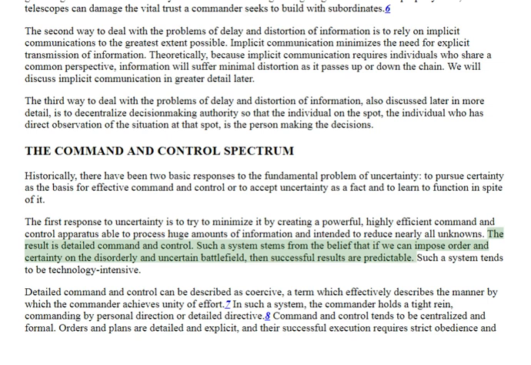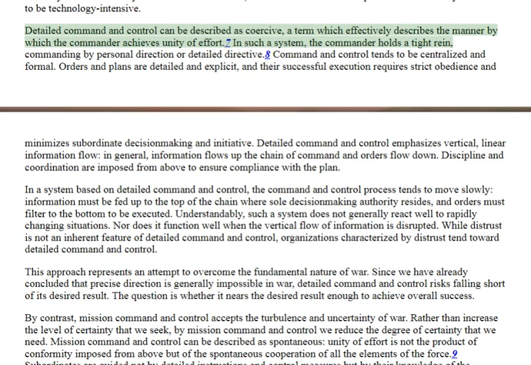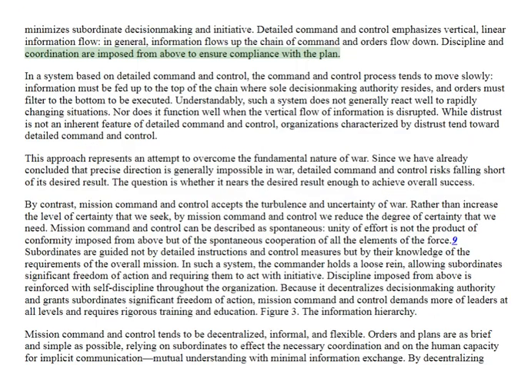Such a system stems from the belief that if we can impose order and certainty on the disorderly and uncertain battlefield, then successful results are predictable. Such a system tends to be technology-intensive. Detailed command and control can be described as coercive, a term which effectively describes the manner by which the commander achieves unity of effort. In such a system, the commander holds a tight rein. Coordination measures are imposed from above to ensure compliance with the plan.